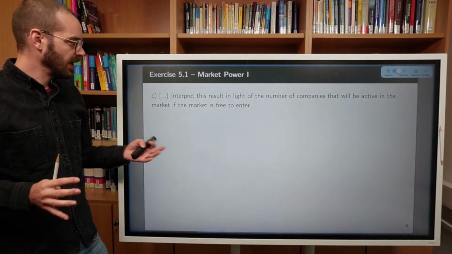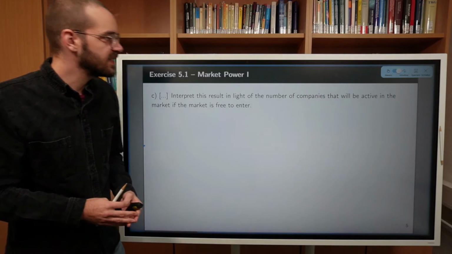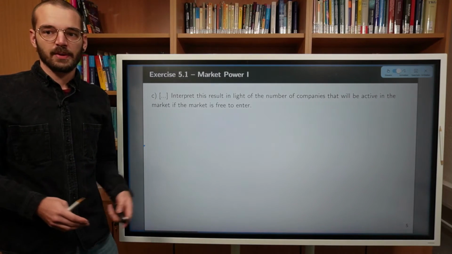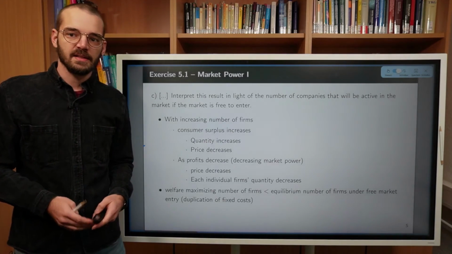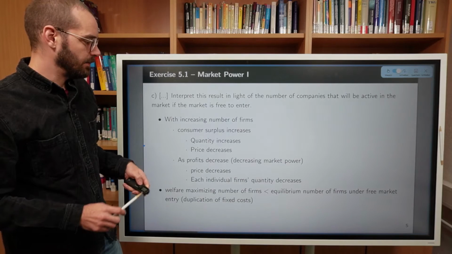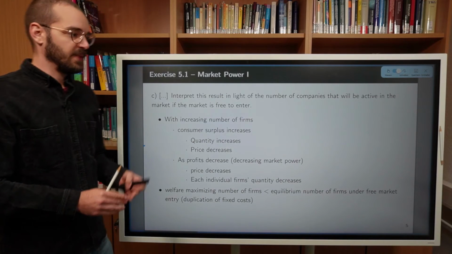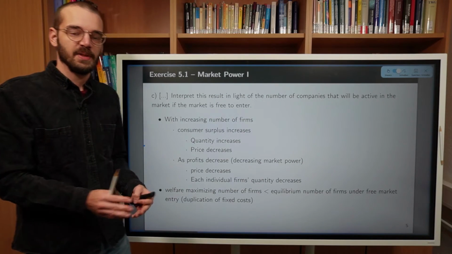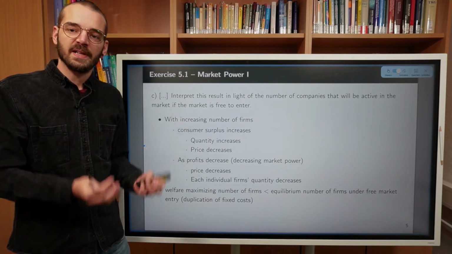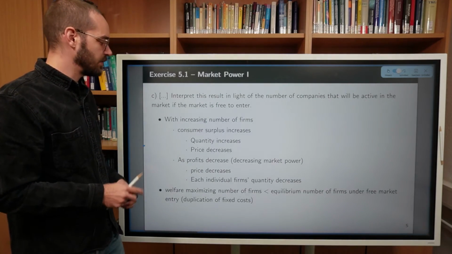Now we are asked, as announced, to interpret the results in the light of the number of companies that will be active in the market if the market is free to enter. Okay, and what we have of course already calculated in task A is how many firms will be in the market if there is free entry. So we can of course rely on these results. But first, let's again make some expectations on the results of this exercise.